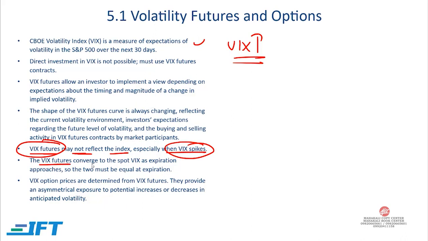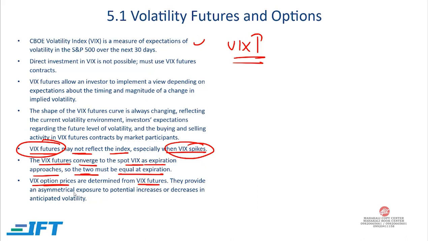However, VIX futures converge to the spot VIX as expiration approaches. So the two, in other words, the VIX futures and the VIX index must be equal at expiration. The final point has to do with VIX options. These VIX option prices are determined from VIX futures.